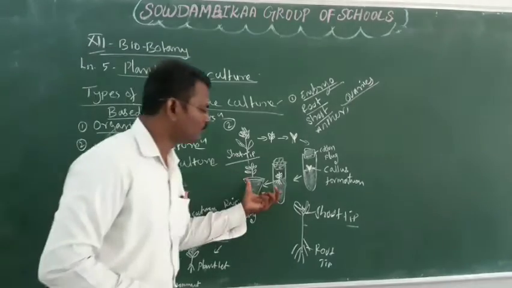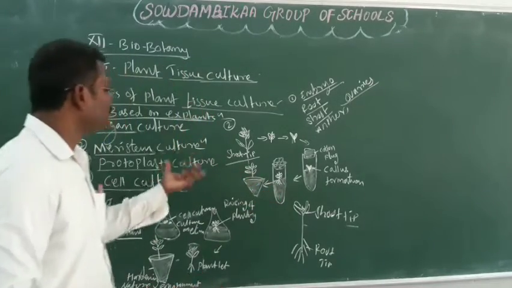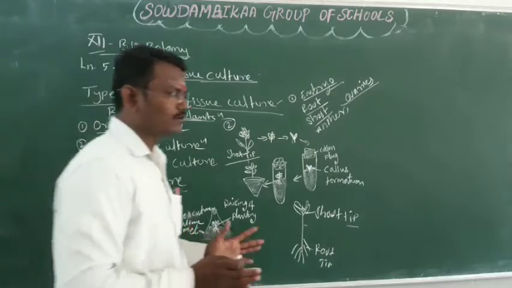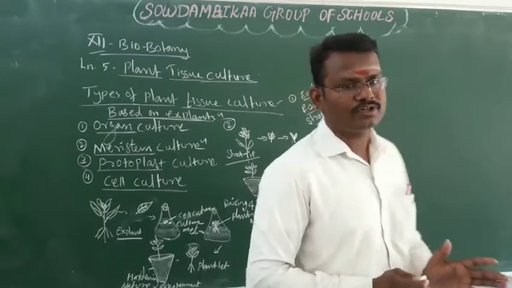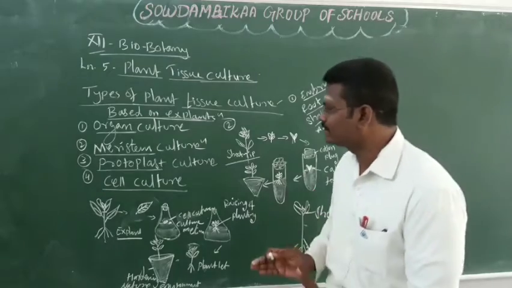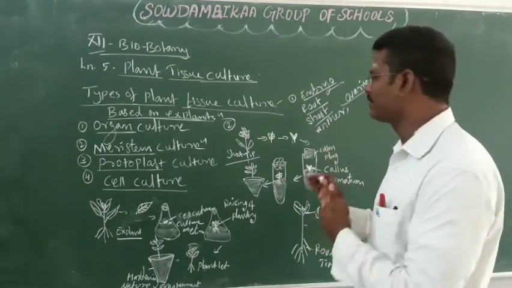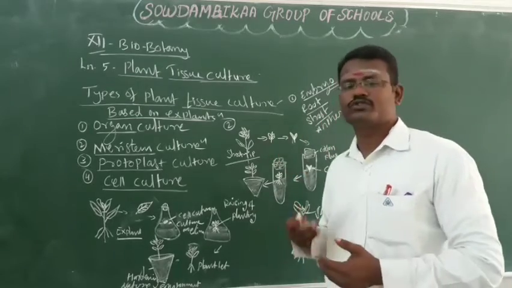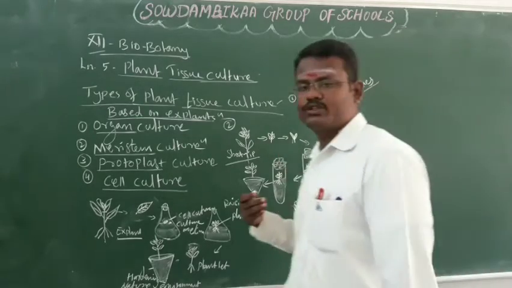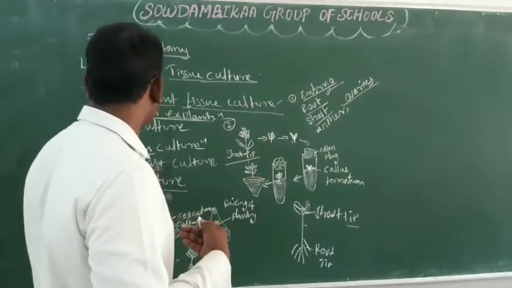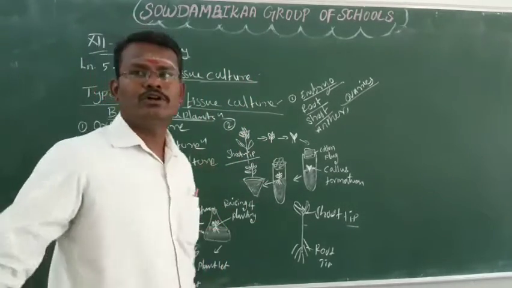That was about meristem, one of these types of culture. Organ culture means an organ is used for the culture of the plant, producing the whole plant from the organ. Next, the meristem is also used for plant shoot formation. This is organ culture and meristem culture.